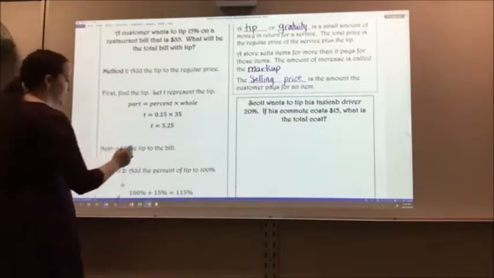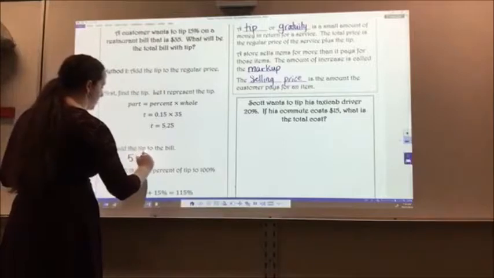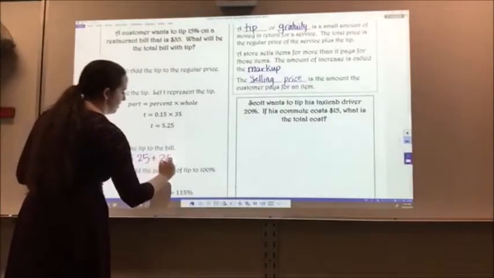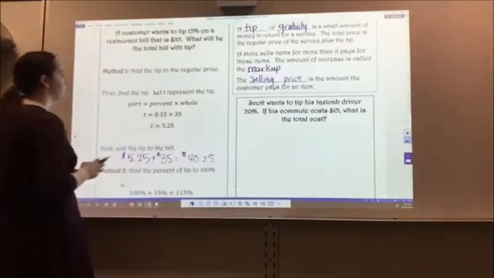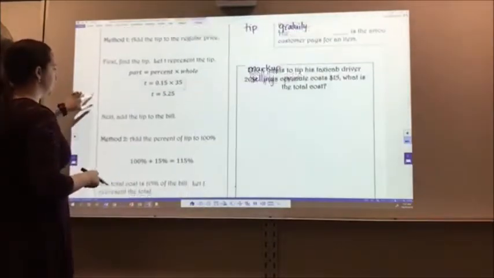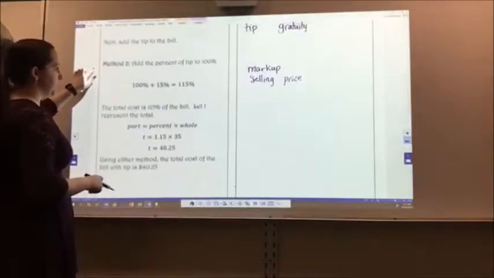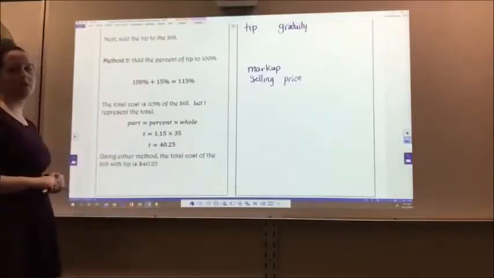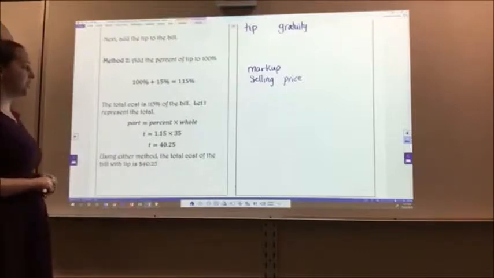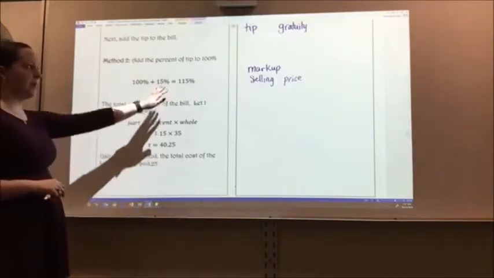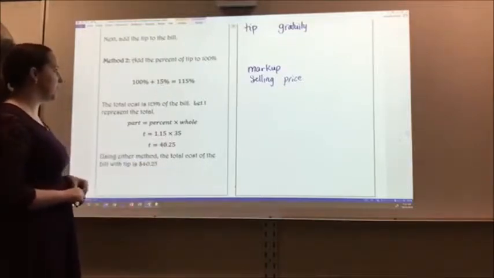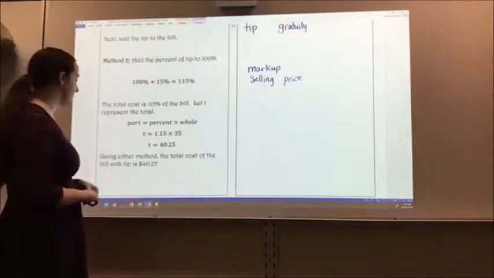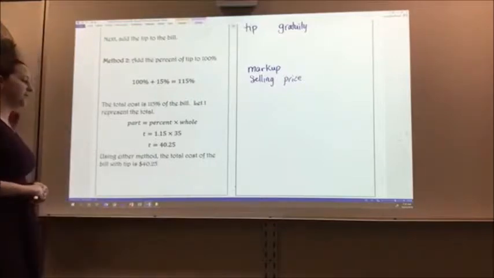So when you do that, you'll get 5.25 plus $35, which will give you $40.25. Okay. Your other option is adding the percent of tip to 100. So 100 plus 15% equals 115%. The total cost is 115% of the bill. So let T represent the total. 1.15, remember I changed 115 from a percent to a decimal. 1.15 times 35 is $40.25, which is what we got when we added the tip to the bill. Using either method, the total cost of the bill with tip is $40.25.